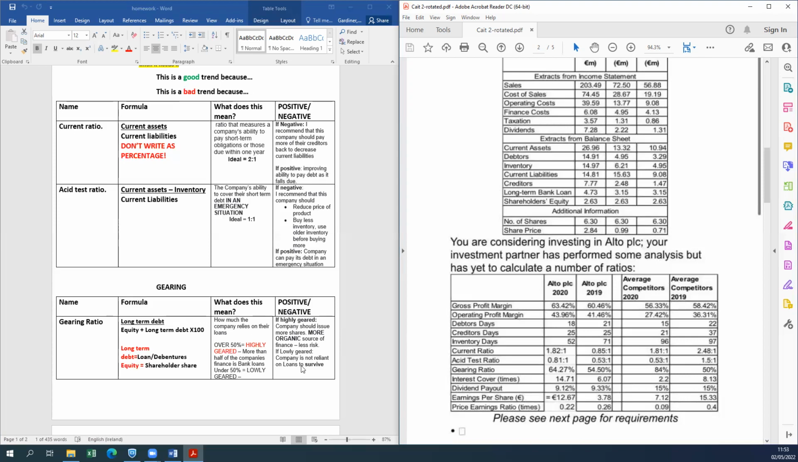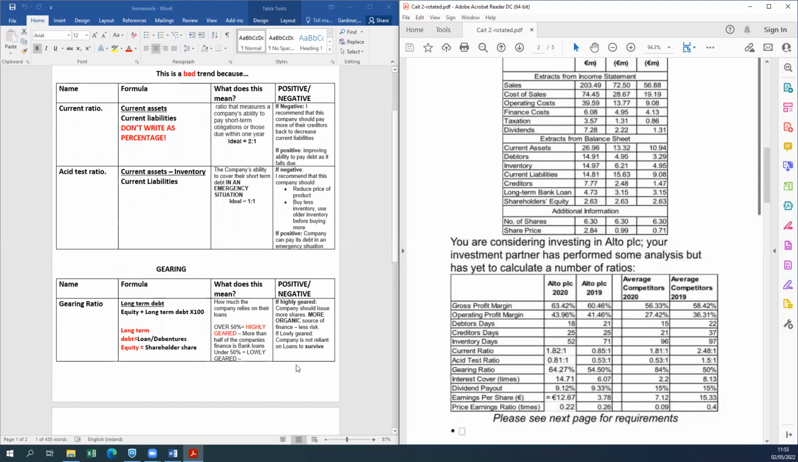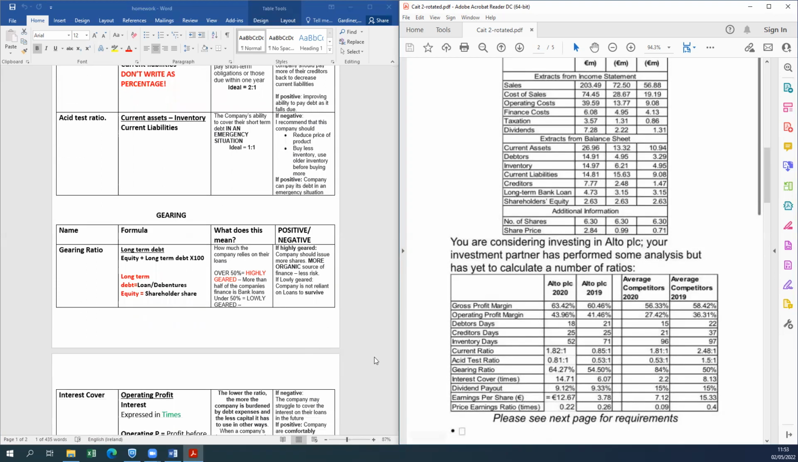If lowly geared, the company is not reliant on loans to survive. I'm using these keywords here. You could use "to remain in operation," which is a nice corporate term, but I'm just trying to put in hard-hitting words like more organic. The company is not reliant on loans to survive. It means that if the company is under 50% owned by long-term debt, there's no risk of the banks just going, all right, I'm taking over your company.